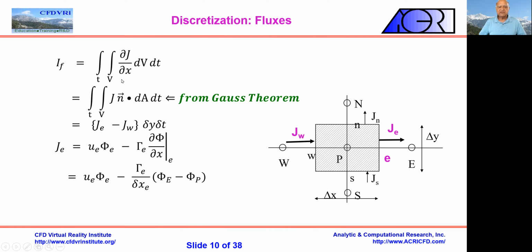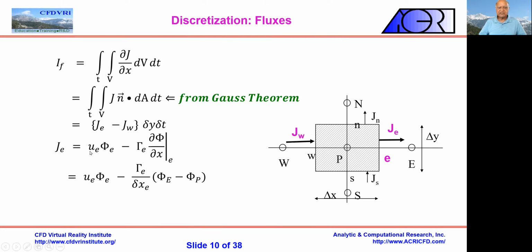So the integral of this equation is basically, from Gauss theorem, the flux multiplied with the normal component multiplied by dA dt, and in this case the normals are normal to this boundary. So to make it simple, we can say this is J at the east boundary minus J at the west boundary, multiplied by the area, which is delta y, and multiplied by the time, right?